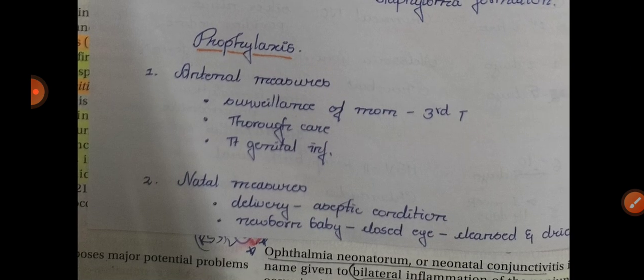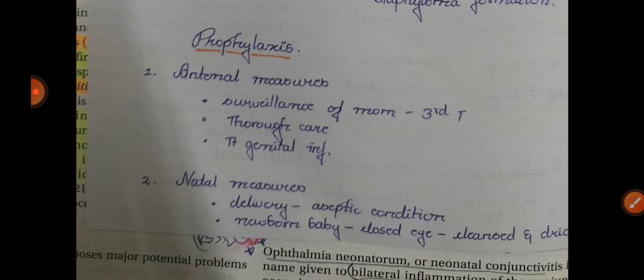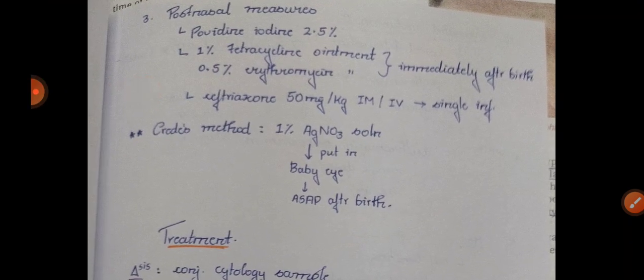What is the prophylaxis of neonatal conjunctivitis? Antenatal measures are surveillance of the mom during the third trimester. She should not be infected with herpes simplex virus, hygiene should be maintained, and genital infections should be thoroughly treated. Natal measures are delivery in aseptic conditions. The newborn baby's eyes should be closed, cleaned and dried. Overall hygiene should be maintained, otherwise ophthalmia neonatorum can happen.